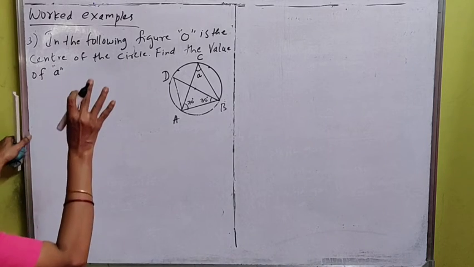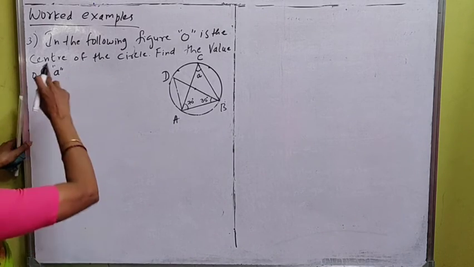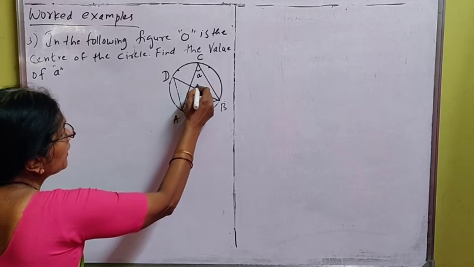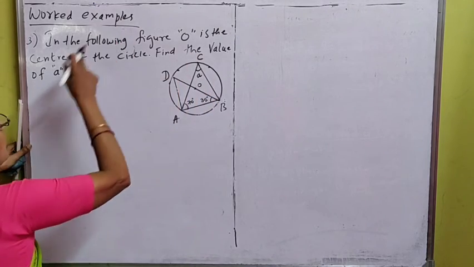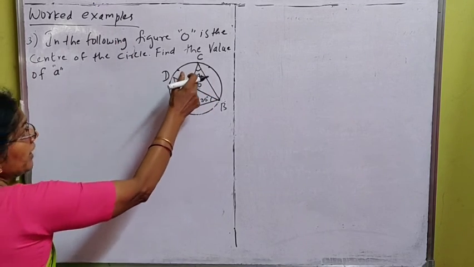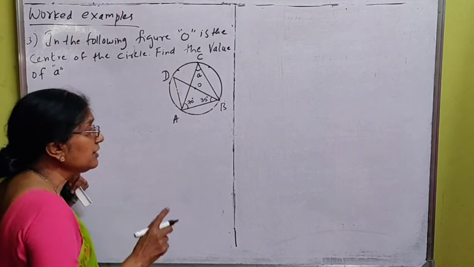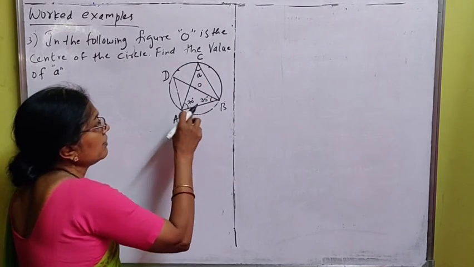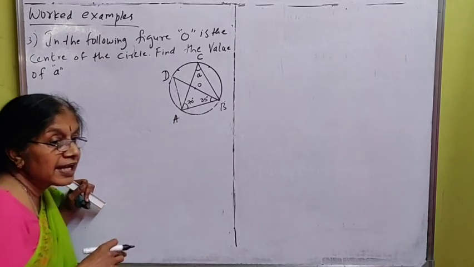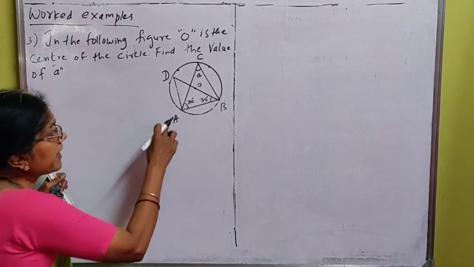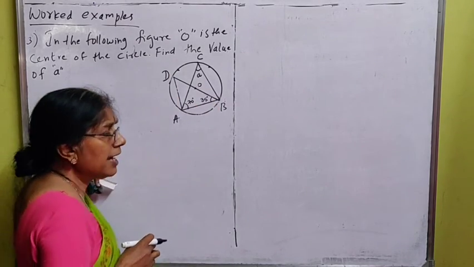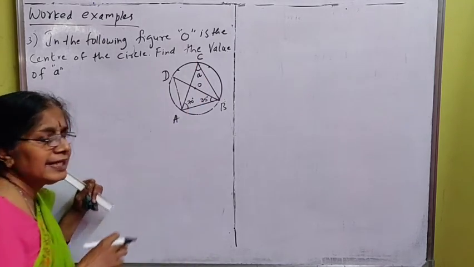Now, let us work on example 3. In the following figure, O is the center of the circle, and find the value of A, meaning this value you have to find out. Can you see that? Angle ACB and angle ADB are angles in the same segment. If I can get angle ADB, I can say that it is equal to angle ACB.